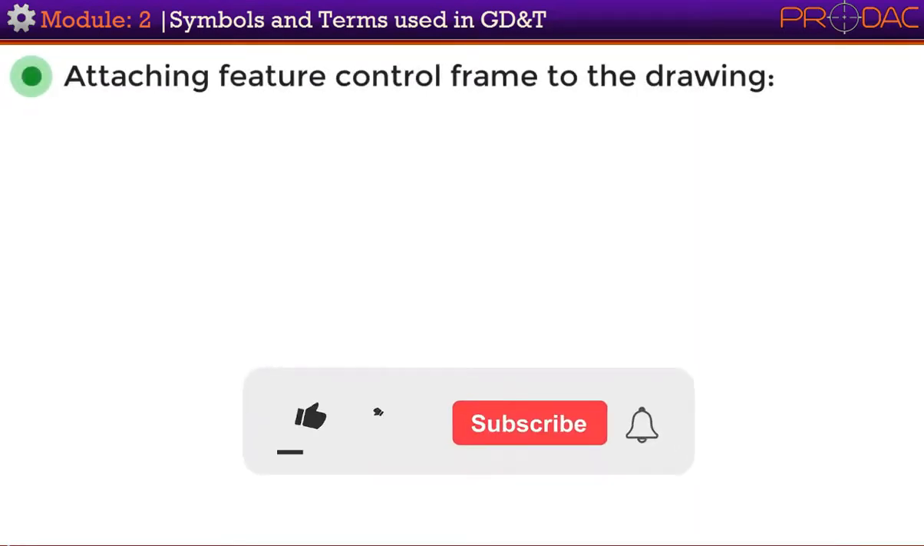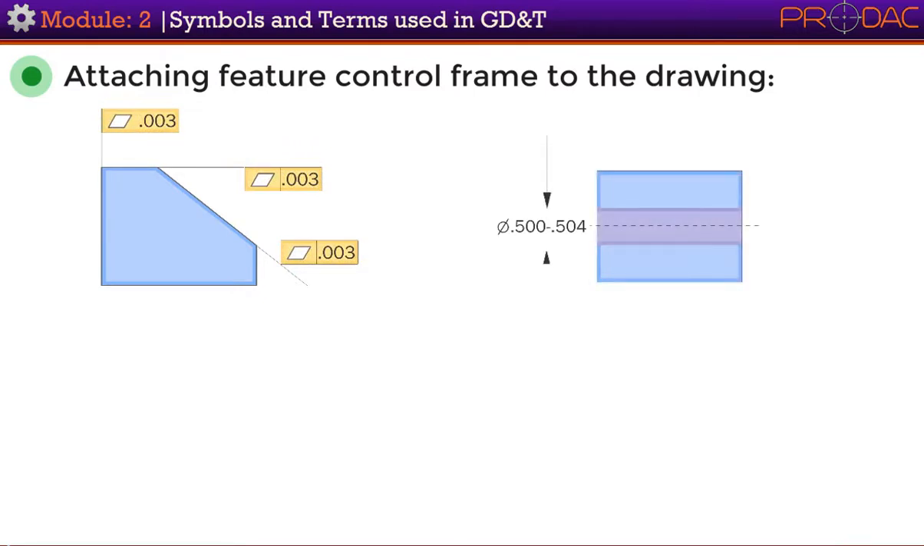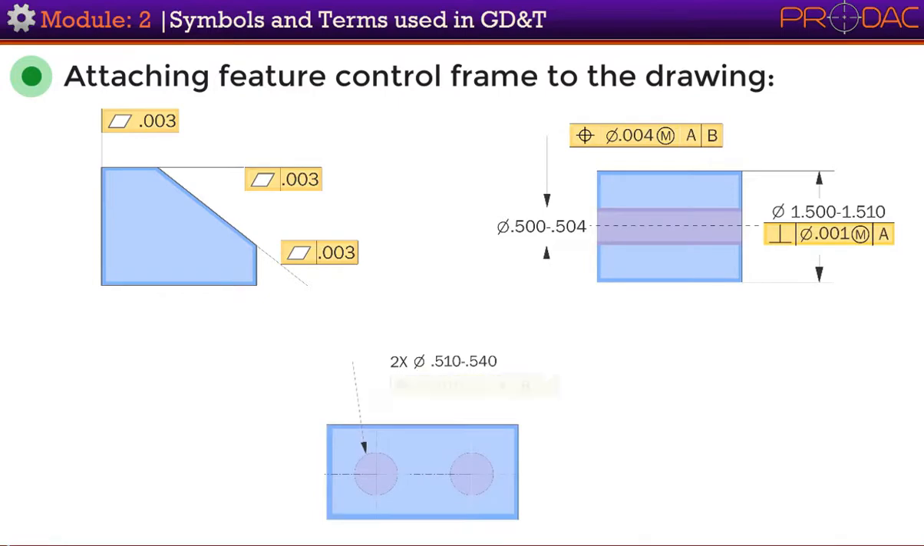There are various ways of attaching a feature control frame to the drawing, as illustrated in the pictures below. In the first picture, it's attached to the drawing by using extension lines. In the second picture, it's attached to the dimension line. In the third picture, it's attached by means of a leader line.